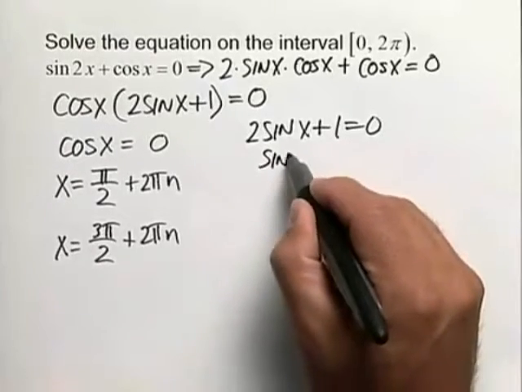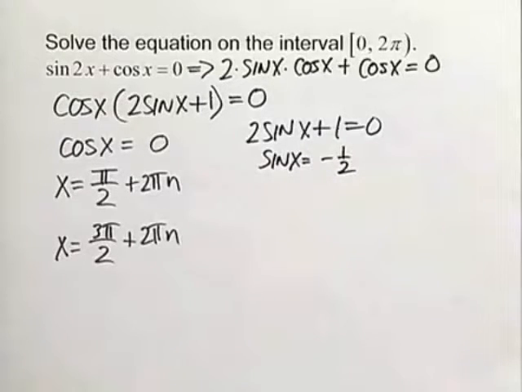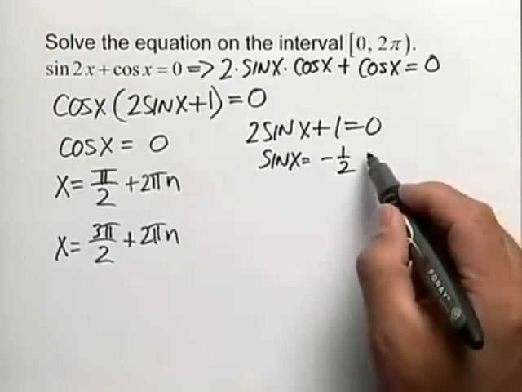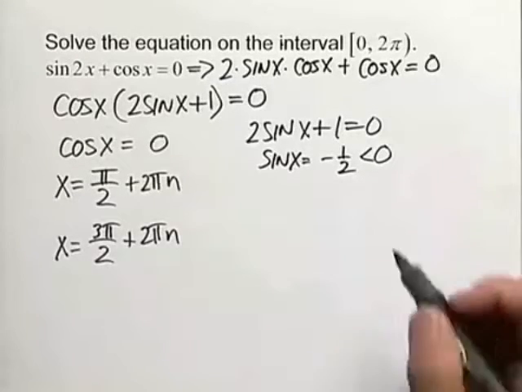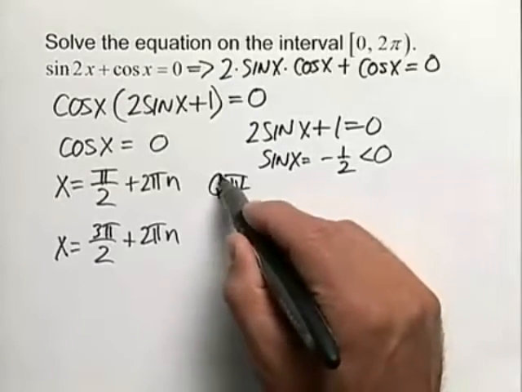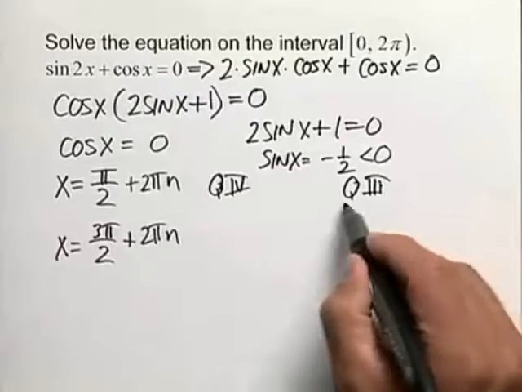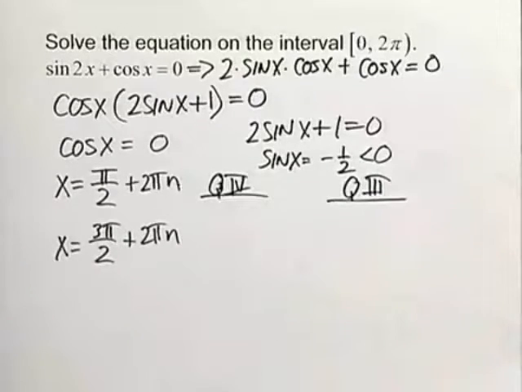We have the sine of x is equal to a negative 1/2. Once we've isolated the sine, we're ready to go. Note that the sign here is negative. And when the sign is negative, we know that we have solutions that exist in quadrant 4 and also in quadrant 3. The Q stands for quadrant there, and we'll analyze those separately.